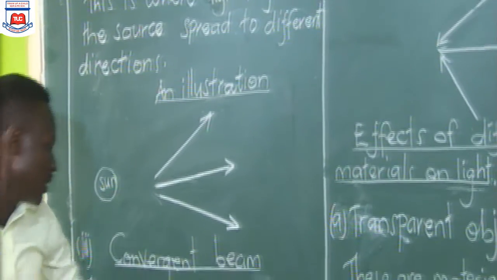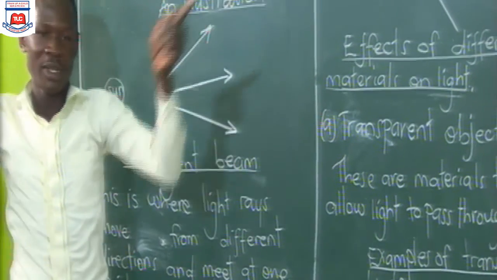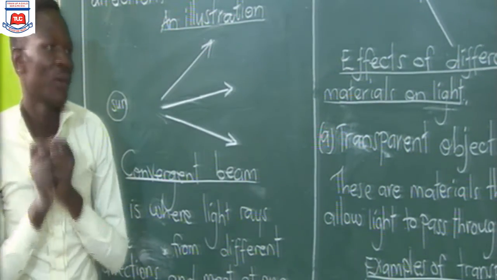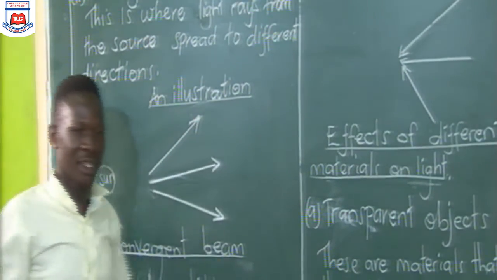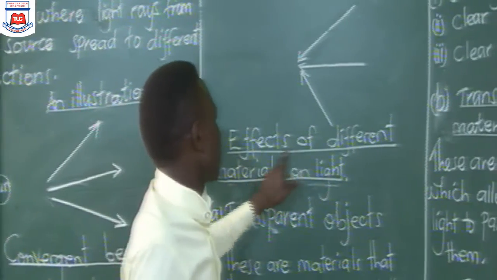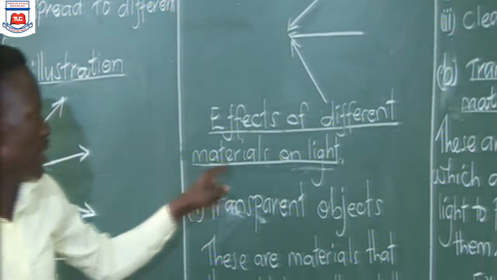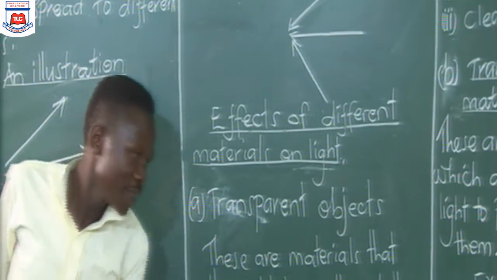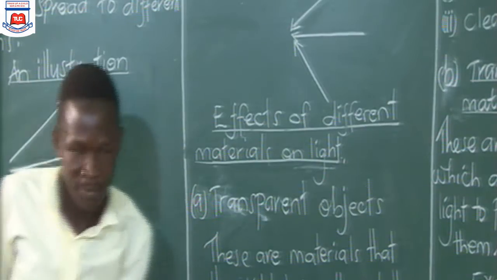And then the convergent beam is where rays from different directions come and meet at one point. That's what we call convergent. And the word convergent simply means coming together. So we want to look at the effects of different materials on light. How do different materials affect light?